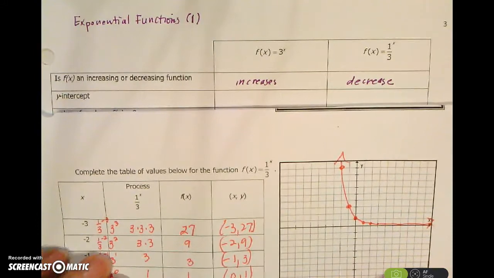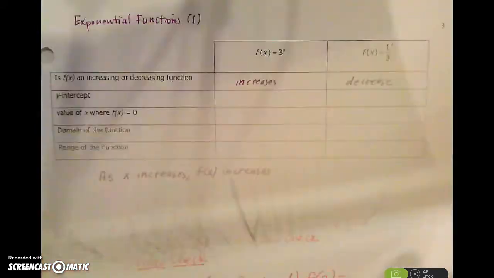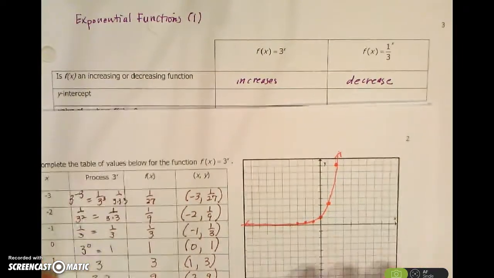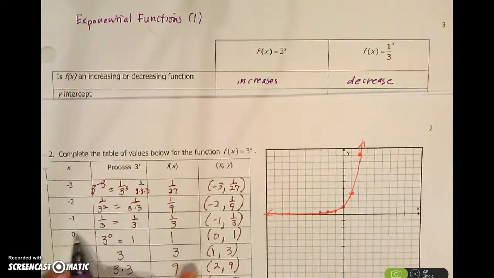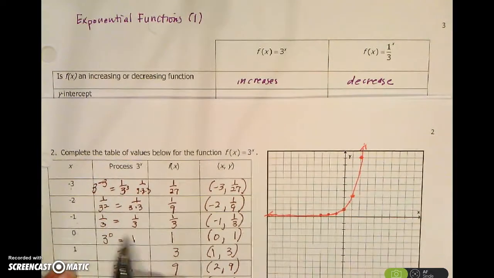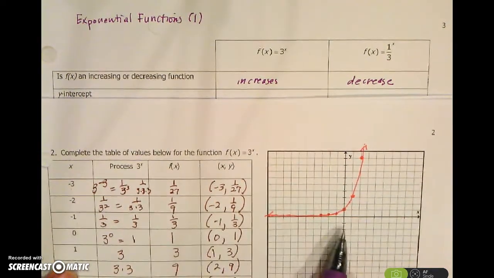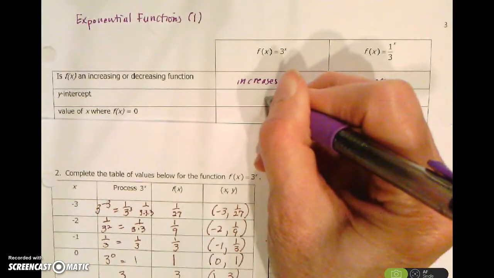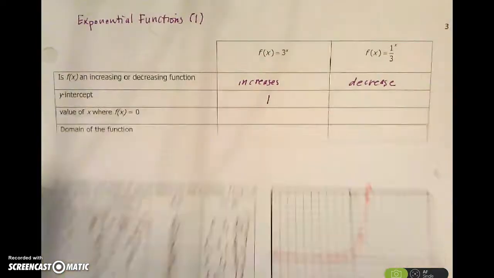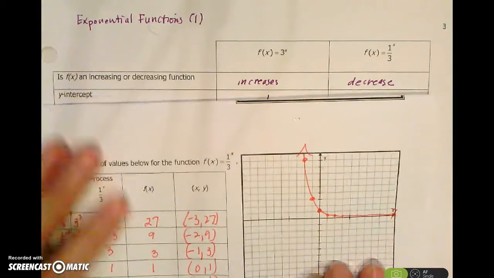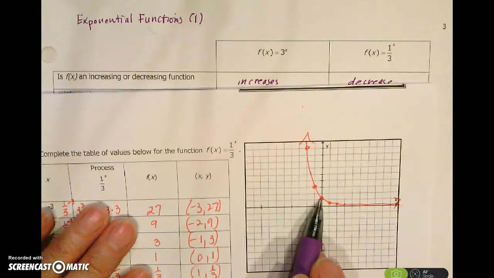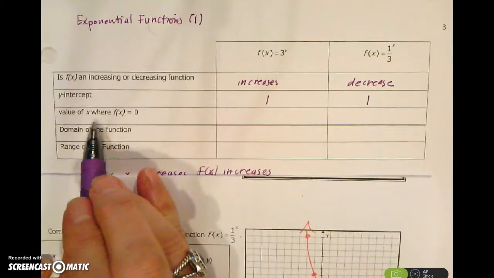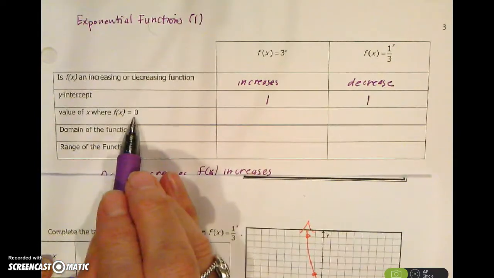The next question is, what is the y-intercept? So the y-intercept is where the graph crosses the y-axis, and that's the point where x is 0, and in this case it crosses at 1, and you can see it right there. So the y-intercept is going to be 1. On the other graph, it is also 1 as well.